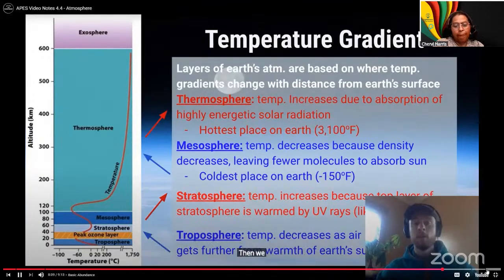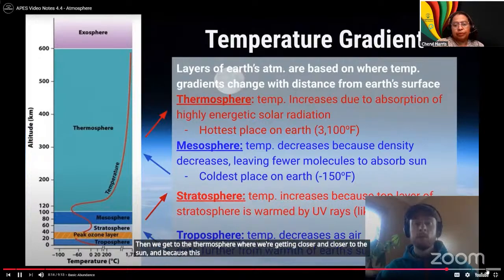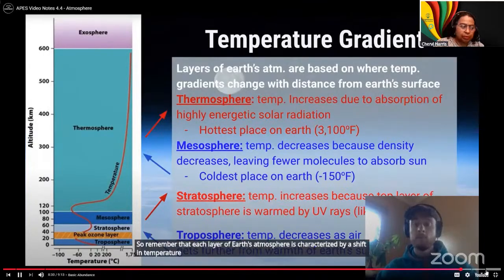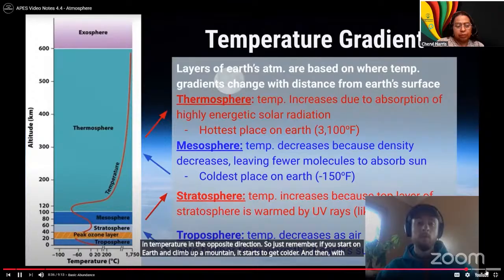Then we get to the thermosphere where we're getting closer and closer to the sun, and because this layer is absorbing some very high energy UV rays and X-rays, this is going to cause it to heat up dramatically, up to temperatures as high as 3,100 degrees Fahrenheit. So remember that each layer of Earth's atmosphere is characterized by a shift in temperature in the opposite direction. Just remember, if you start on Earth and climb up a mountain, it starts to get colder. And then with each layer above, that temperature gradient is going to change in the opposite direction.